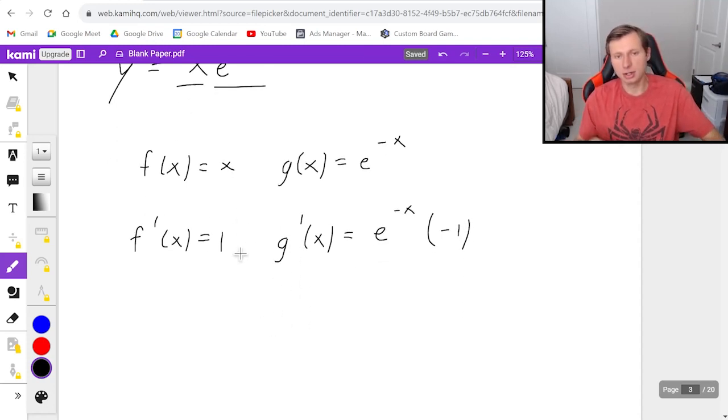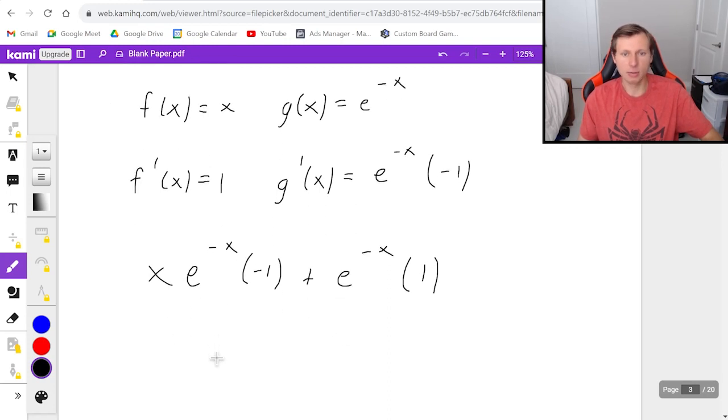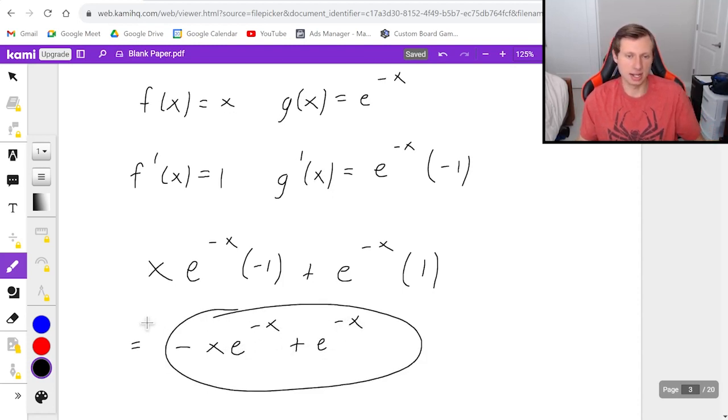Then putting it together with the product rule, it's f of x times g prime of x, and then plus g of x times f prime of x. And then if I wanted to simplify this, I would simply, for the first term, write negative x e to the negative x plus e to the negative x, and there's our answer. Perfect.